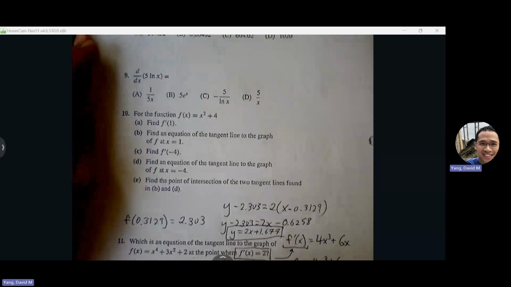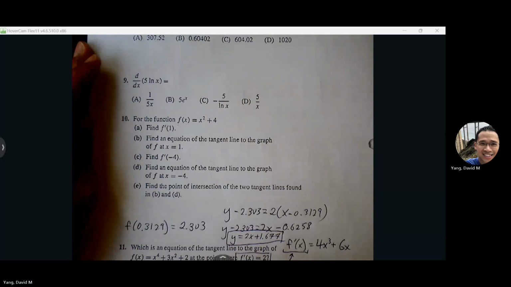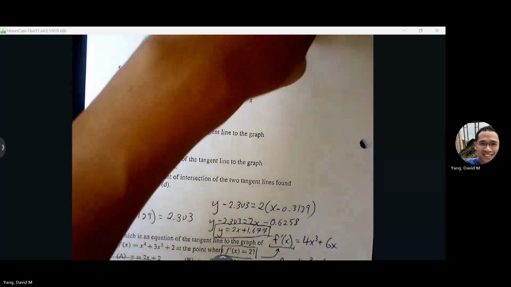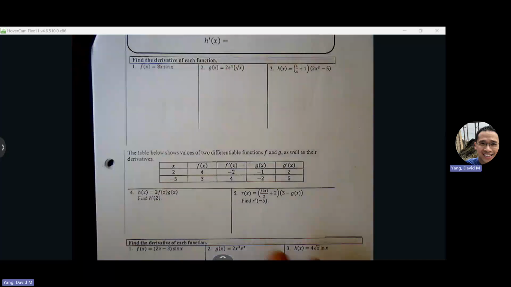Okay, anything else? Page 17 or 18? All right, so page 19.